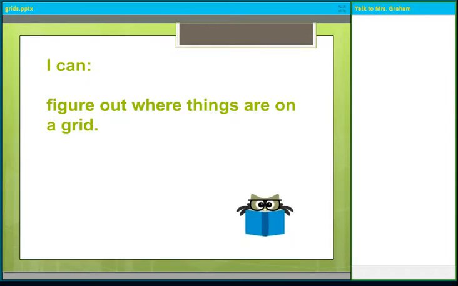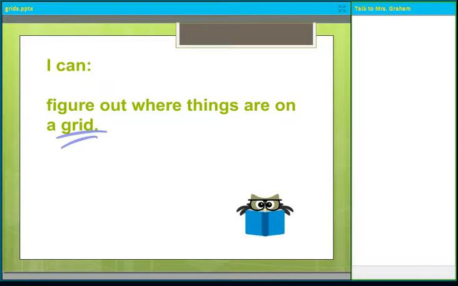What we're going to be diving into today is, again, one of my favorite topics. It is the grid. Raise your hand if you've ever worked with a grid before. Anybody? Of course you have. Now, figure out where things are on a grid. That's going to be our topic for this week, which will actually be pretty fun.